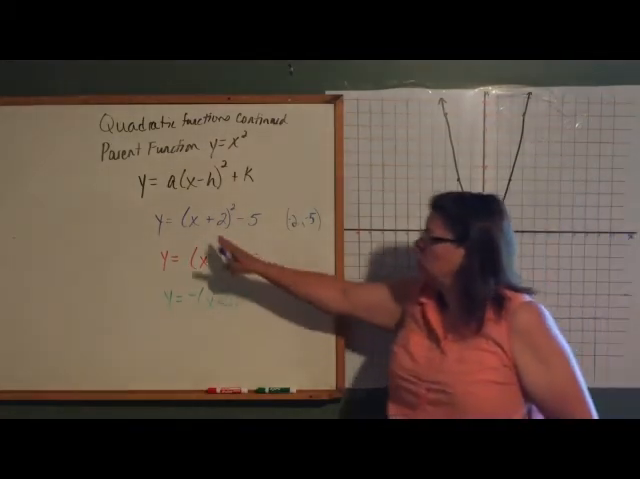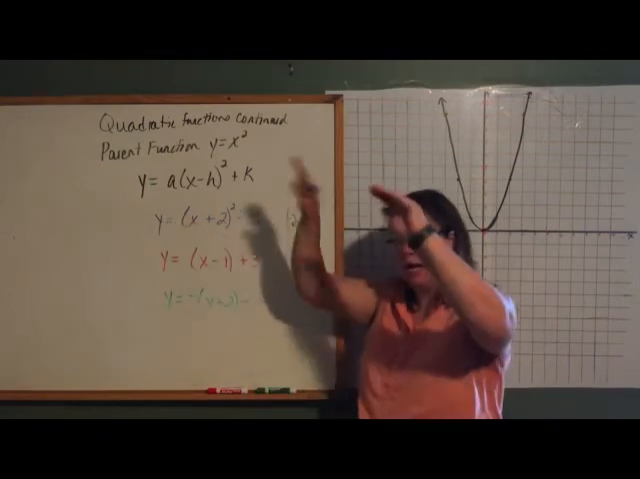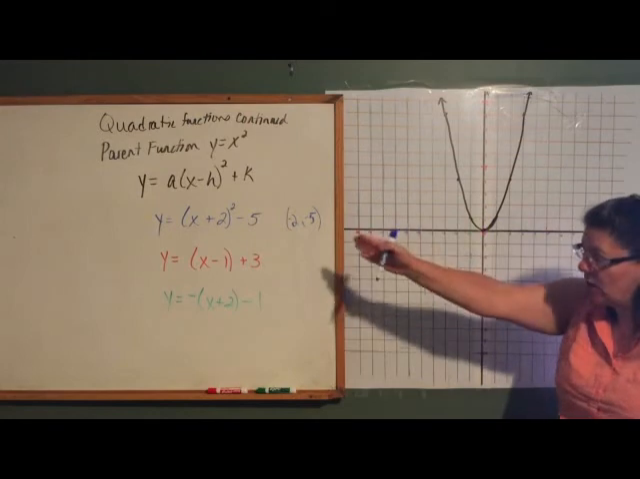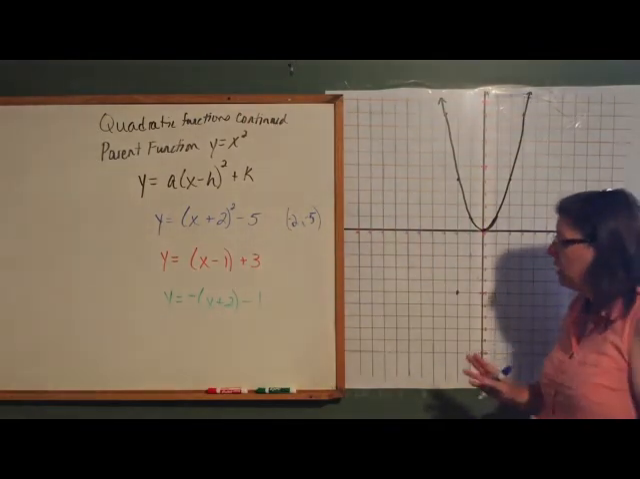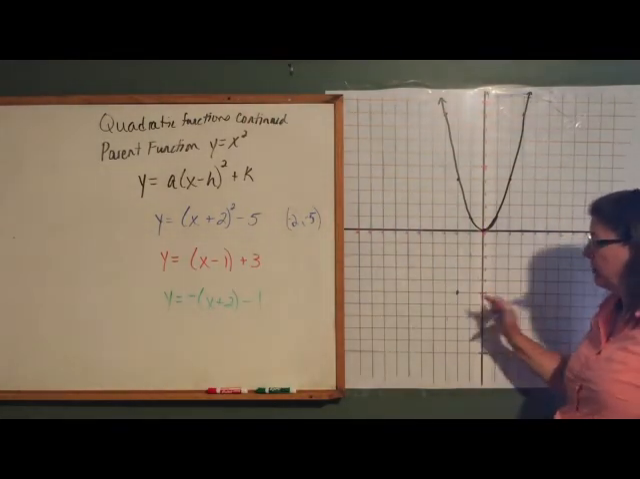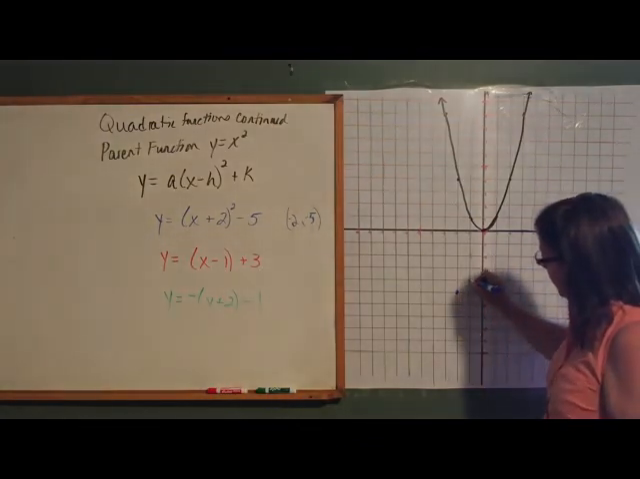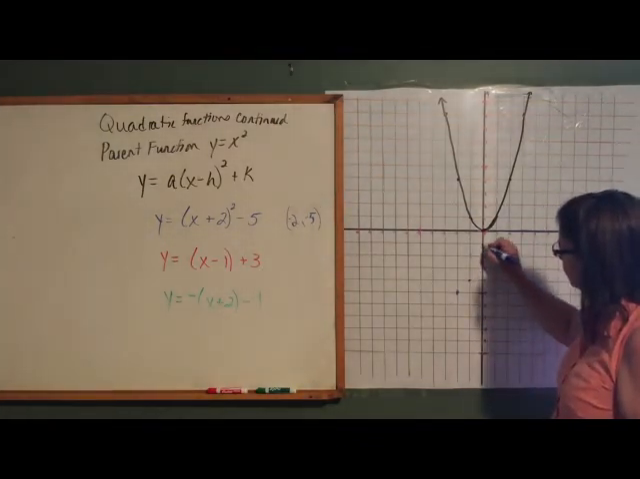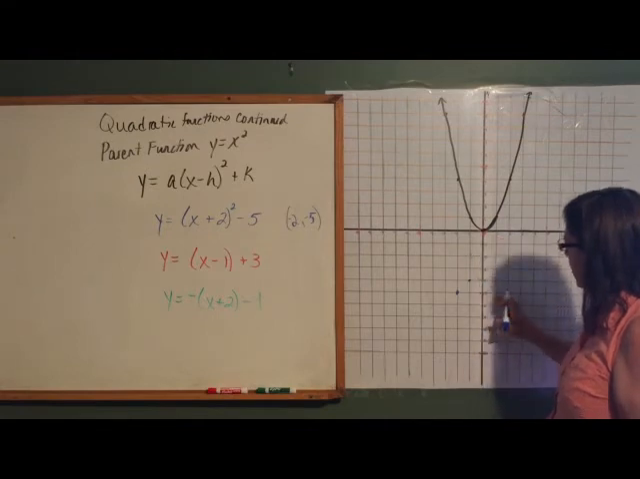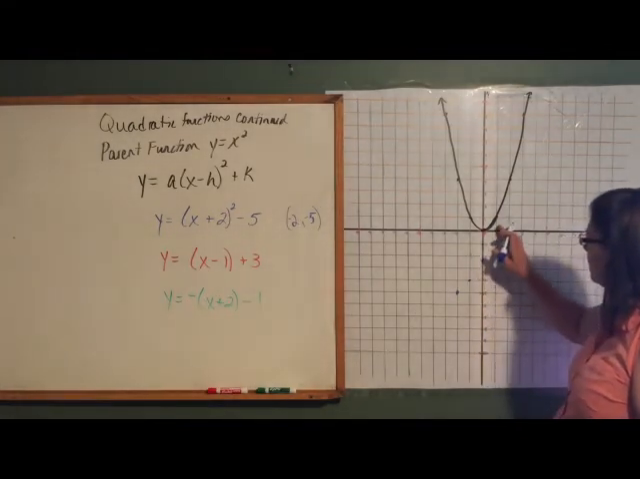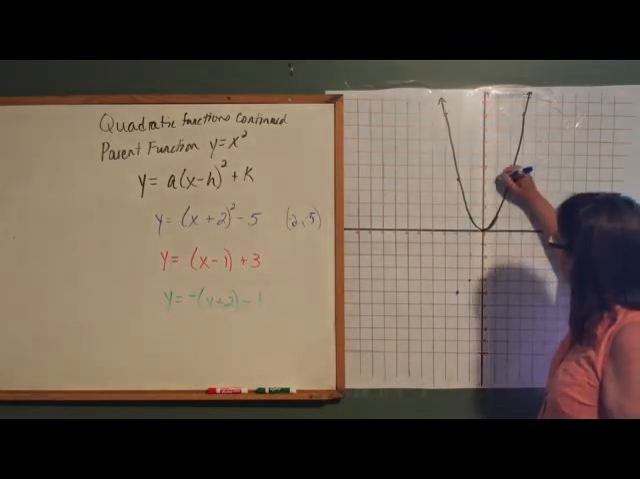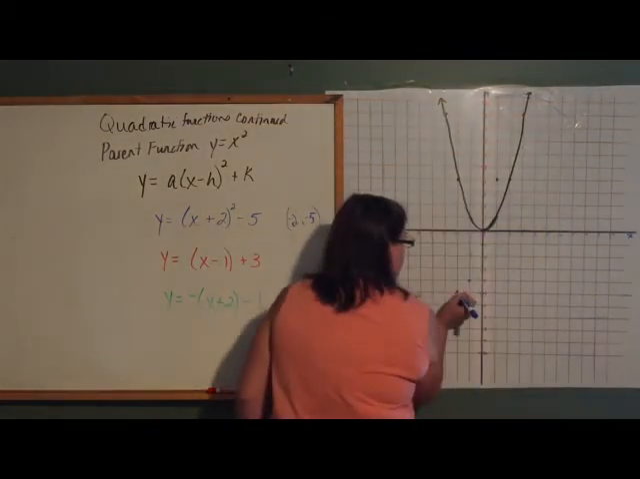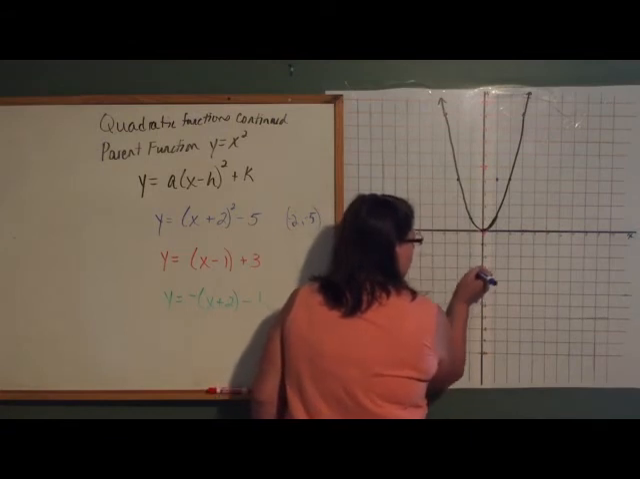The a value was positive, so we know it's going up. And then from my vertex, we know the a was 1. If the a is 1, it's a standard parabola. So from the vertex, we go right 1, up 1, right 2, up 4, right 3, up 9, and then that gives us the right-hand side of our parabola.